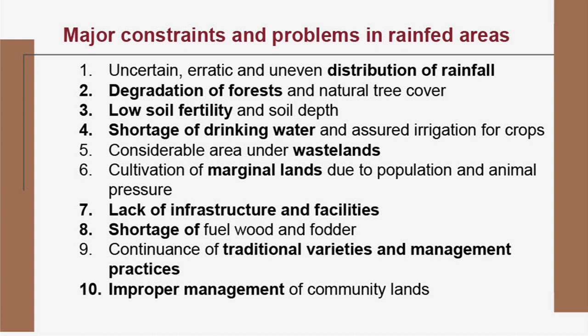Low soil fertility and soil health in these areas, shortage of drinking water and assured irrigation for crops, considerable area under wasteland, a lot of wasteland area falls in the rain-fed farming areas, cultivation of marginal lands due to population and animal pressure, lack of infrastructure facilities, where infrastructure includes your energy, power, electricity, roads, storage structures, something like that. Shortage of fuel, wood and fodder. Continuance of traditional varieties and management practices by the farmers. Improper management of community land.